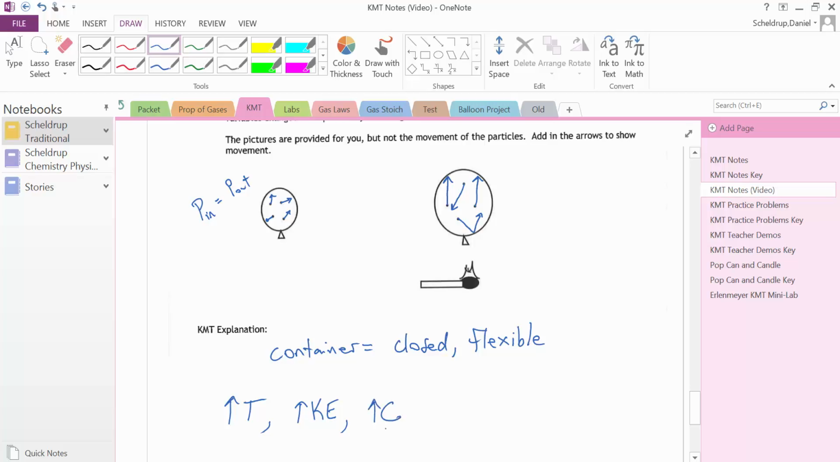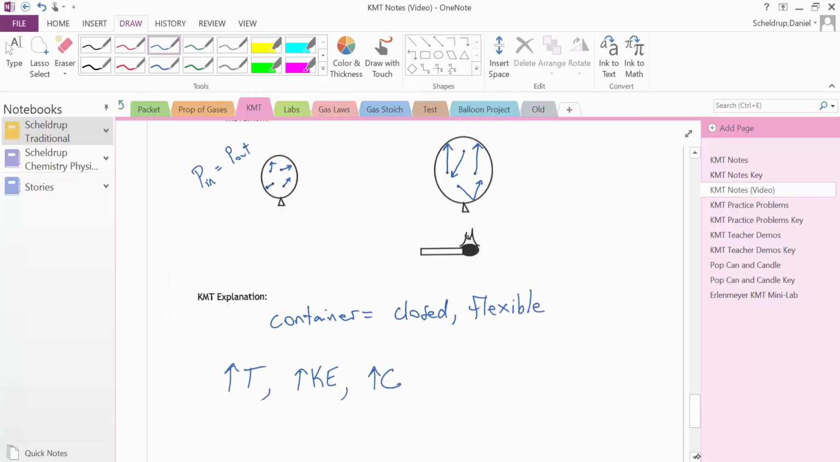Now, as the collisions go up inside of a flexible container, this is where things get a little tricky. We know that the volume of that container can go up until the pressure inside the balloon is equal to the pressure outside the balloon. So we always want to keep the pressures in versus outside the balloon constant. As the collisions start going up, notice that the volume of the balloon gets a little bit bigger. The volume compensates for the greater activity of the particles inside.